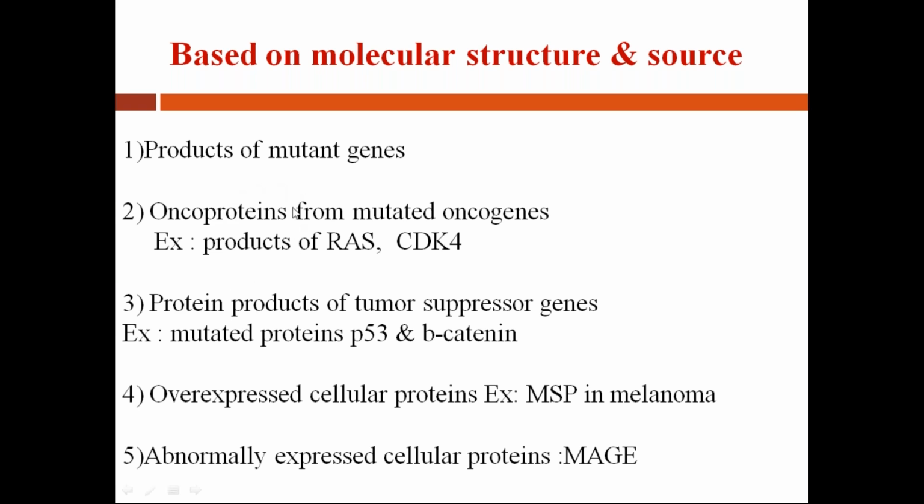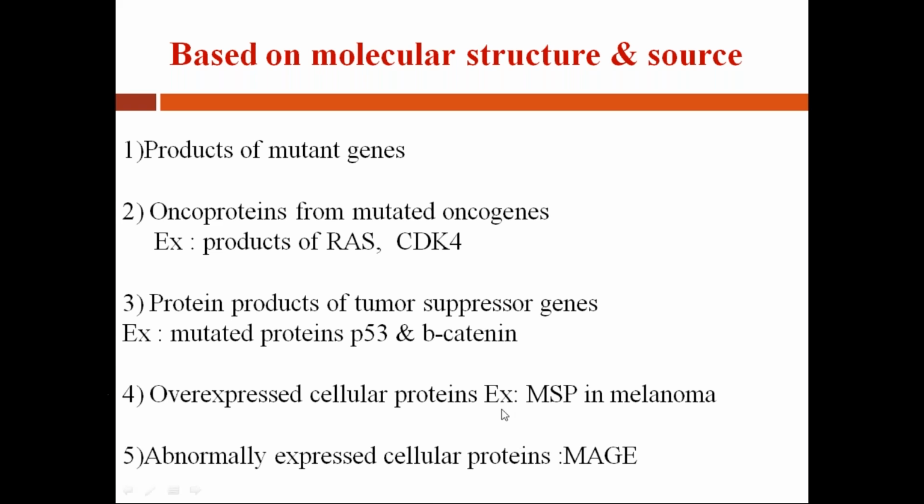Next are the oncoproteins from the mutant oncogene, that is the product of the mutant RAS or the products of cyclin dependent kinase 4, that is the cell cycle protein, that abnormal or mutant CDK protein or the product of it. Next, protein products of the tumor suppressor gene, that is mutated P53, mutated beta catenin. So all these are considered as foreign.